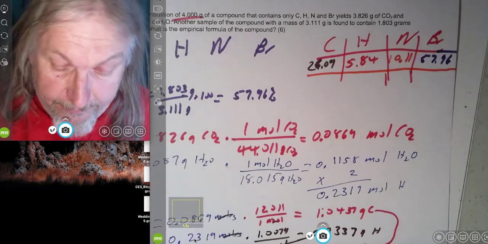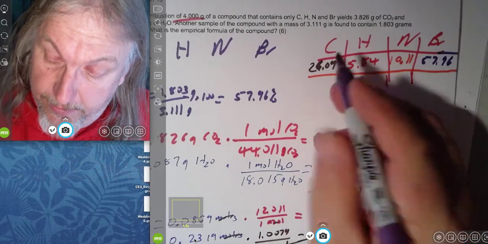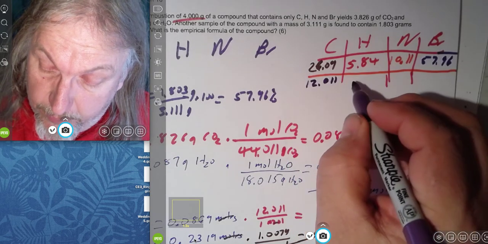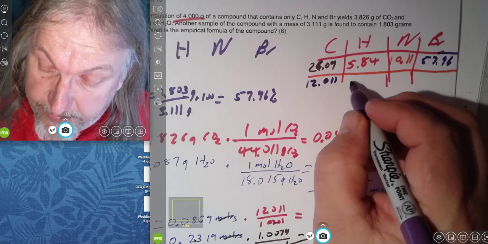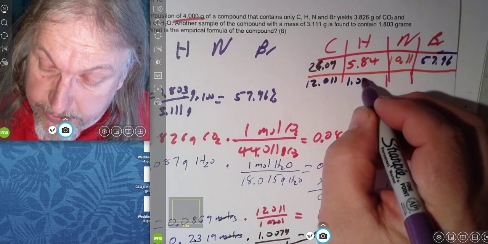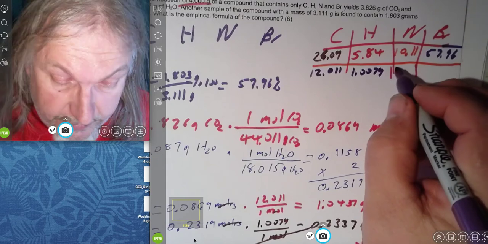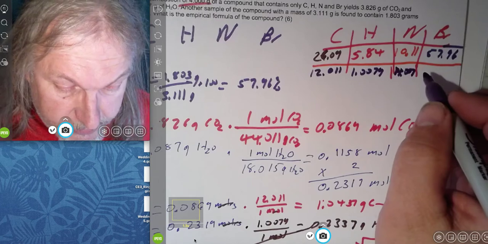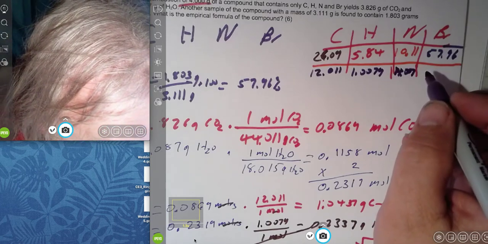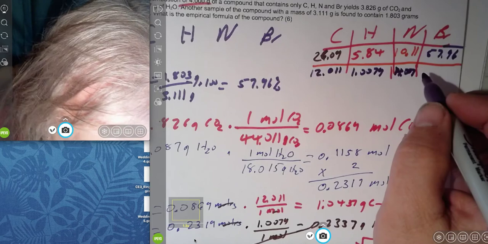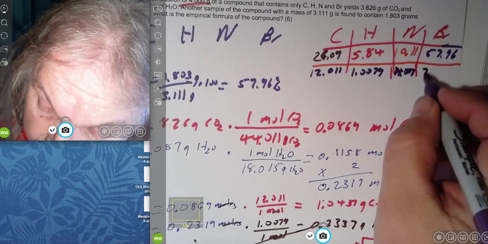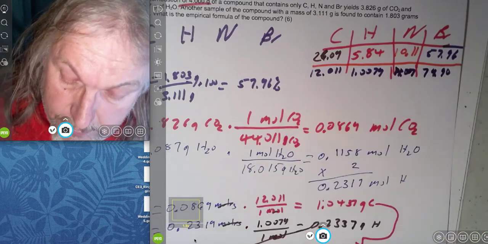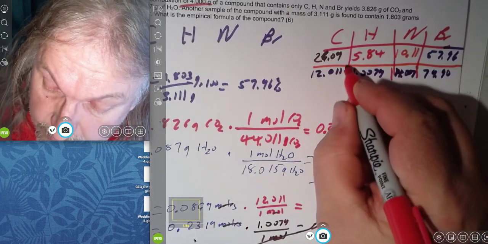So now I've got the percentage of all the elements in that compound. And so now, got to use that molar mass thing again, right? So the atomic mass of carbon is 12.011. The atomic mass of hydrogen is 1.0079. Nitrogen, 14.007. Bromine, we don't use that much, so I don't have that one memorized. Bromine is 79.90 grams per mole. So this is going to give me the number of moles.